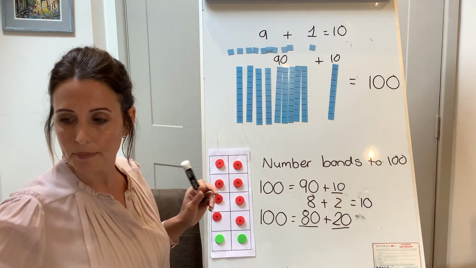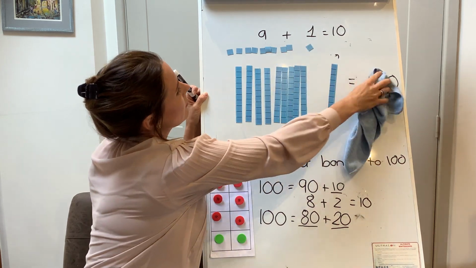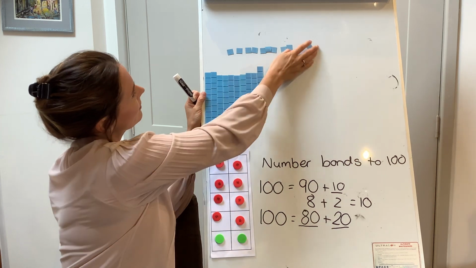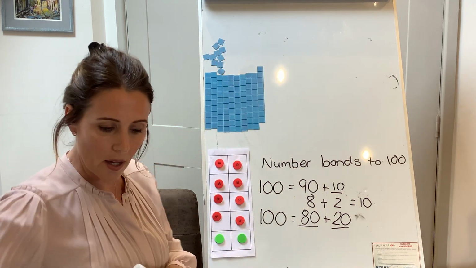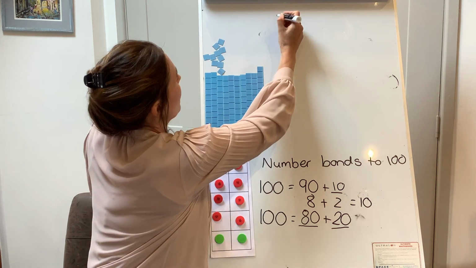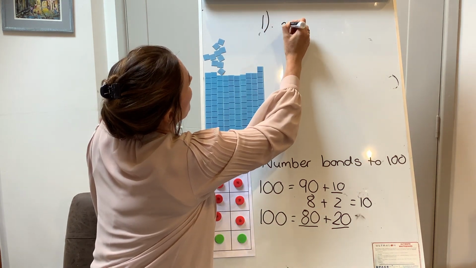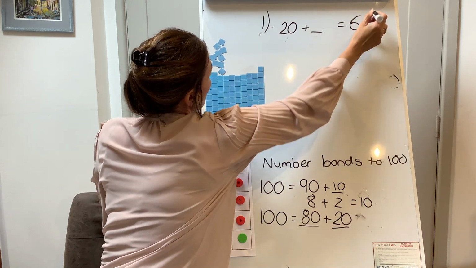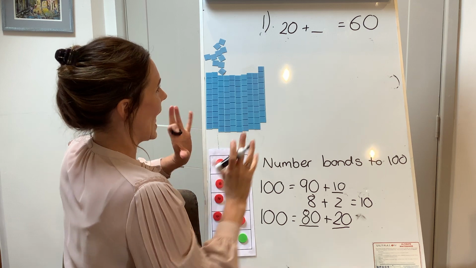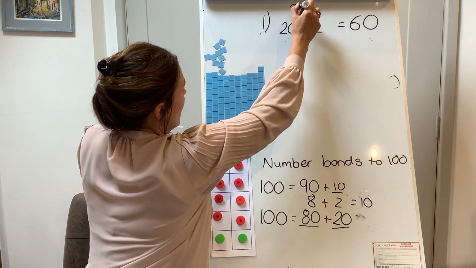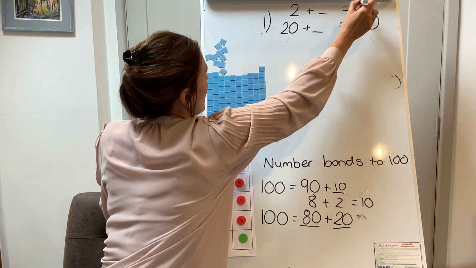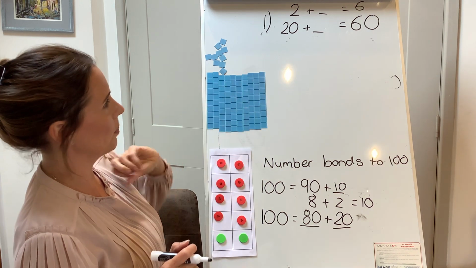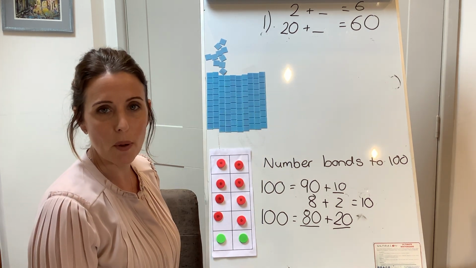Now try these. Finding 2 numbers, multiples of 10 that go together to make 60. I know that 2 and something is equal to 6. How can I use that to make the number that goes up to 60? Have a go at that one.